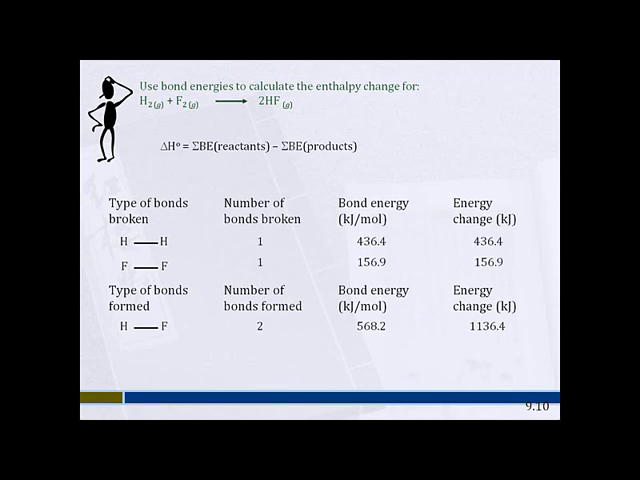We're going to make two H to F's. They're 568.2 kilojoules apiece, so 1,136.4. And so the delta H for this reaction is going to be negative 543.1 kilojoules. And if you compare that to the delta H of formation of hydrogen fluoride, you'll find that it compares almost exactly.